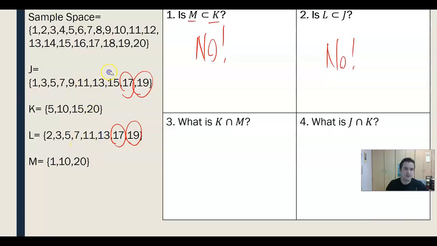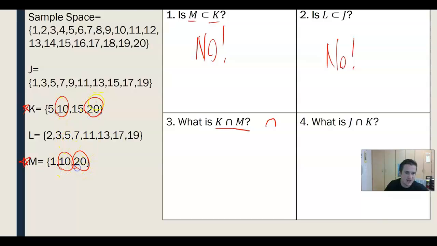Okay. Next question says, what is K intersect M? What is the intersection of sets K and M? So if you reflect back to our notes here, an intersection, this little cap here, means everything in K and in M. So I'm going to go through K and M here and see what elements are contained in both of these sets. So let's see, I have a 10 that's in both of these sets.